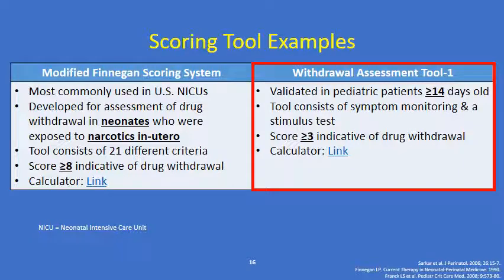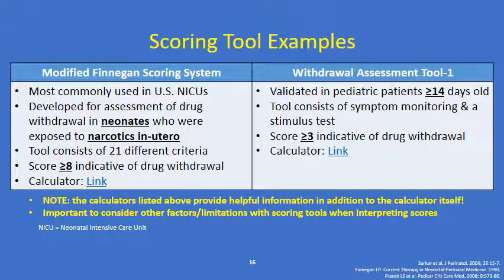And then the other one is the Withdrawal Assessment Tool 1, or the WAT1. And this was specifically validated in pediatric patients greater than or equal to 14 days of age. The tool consists of symptom monitoring, different criteria, but then there's also a stimulus test that the nurse has to do. And some of the scores are based off of the results of the stimulus test. And for this one, a score greater than or equal to 3 is indicative of drug withdrawal. So you can see the score cutoff varies depending on the tool. And there's a link if you want to look at that calculator as well for some additional information.